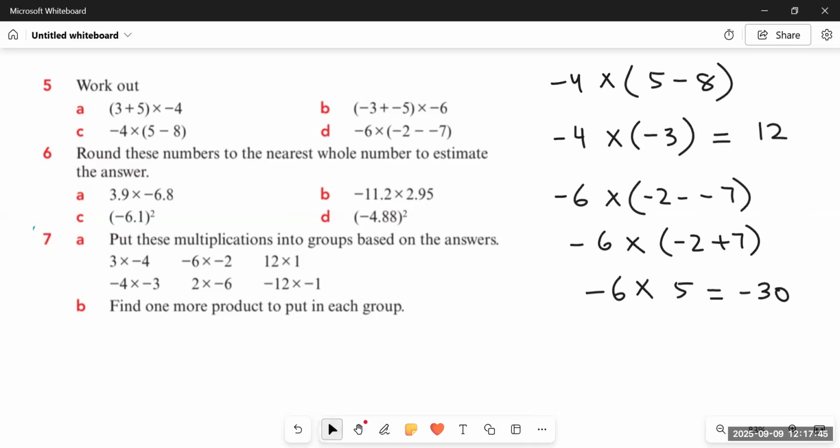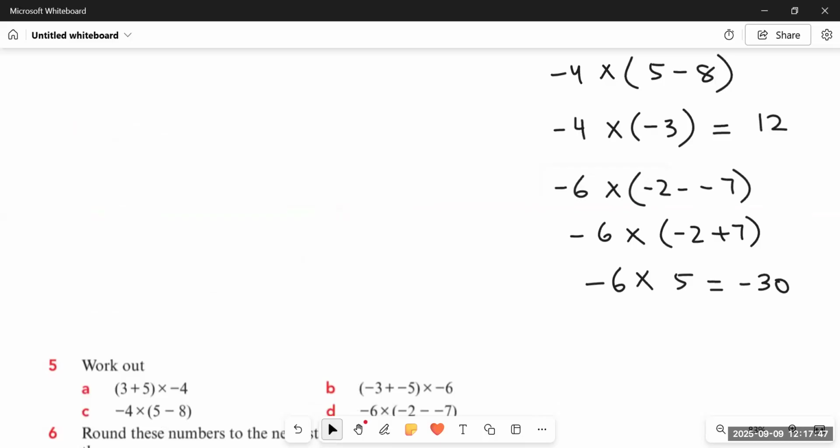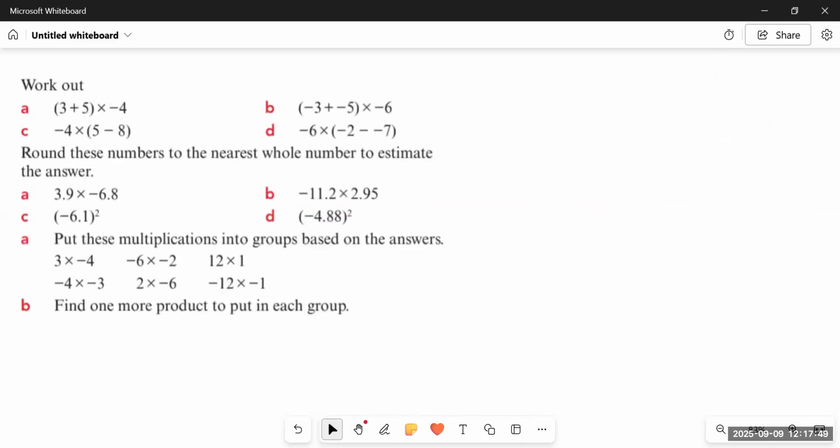Okay. Now the next question. We have to round these numbers to the nearest whole number. That is, we have to remove the decimal points. So we will look for the first decimal place. If it lies between 0 and 4, then the whole number would remain as it is. If it lies between 5 and 9, then we have to add 1 to the whole number.